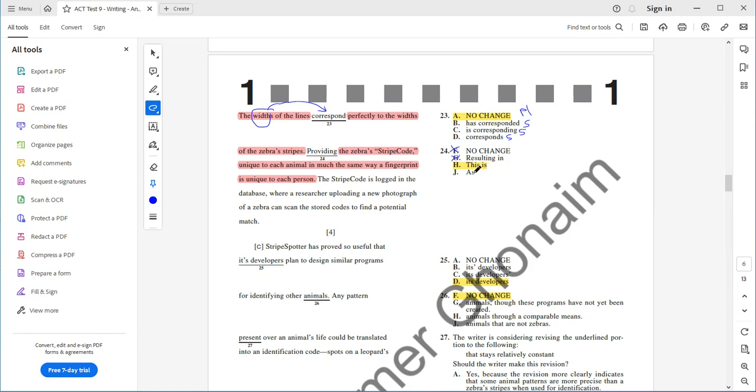Okay, so now we have this is or as. If we're going to use as, it's going to be used as a preposition. And the zebra stripe code, this is going to be a complete sentence. If we're going to say this is the zebra stripe code, then there is a comma. So now this independent clause, unique to each animal in much the same way a fingerprint is unique to each person. Now there's a comma, and we know that the comma is going to be put between independent and modifier. But here we have a kind of modifier, to modify the stripe code. Yes, it worked. Can I say that as the zebra's stripe code, then comma, unique, the same thing. Providing, resulting in, it must modify what comes after the comma. And all of these three will not modify what comes after the comma, that is unique, because it must be a noun. And unique is an adjective. Clear?